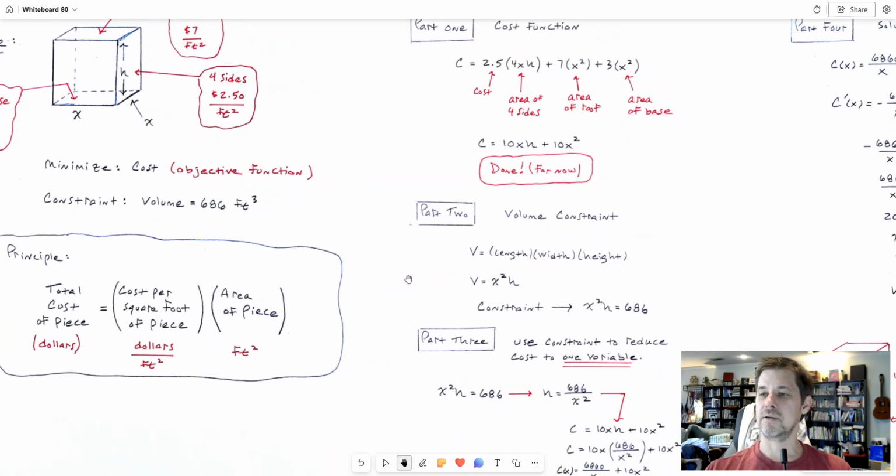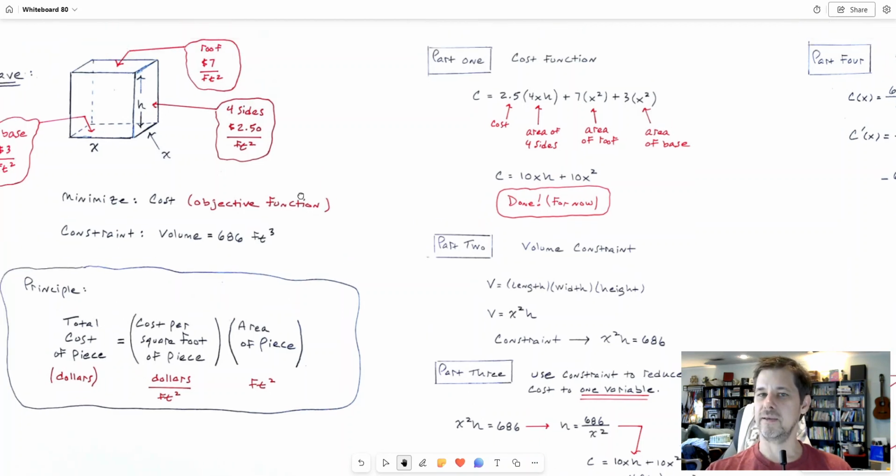So part 2, I need some way to express this constraint. I mean, here I've written it like as a sentence. The volume is 686 cubic feet. But we'll need some kind of a function or equation.